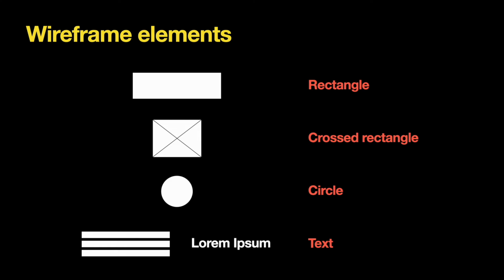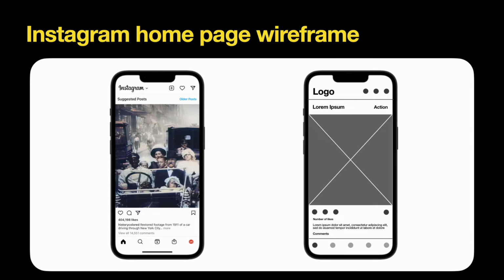And collection of lines, or lorem ipsum, which means a placeholder text that we will use until we have an actual copy. Here you can compare the real Instagram home screen with its wireframe. The wireframe was created using elements that we've just discussed.